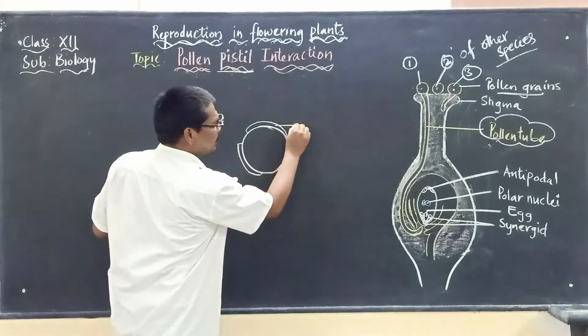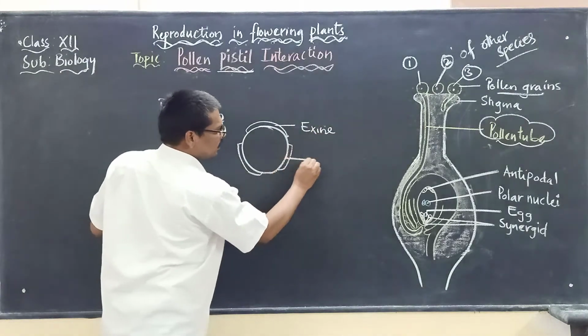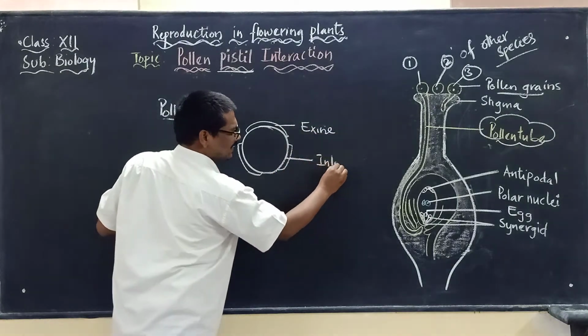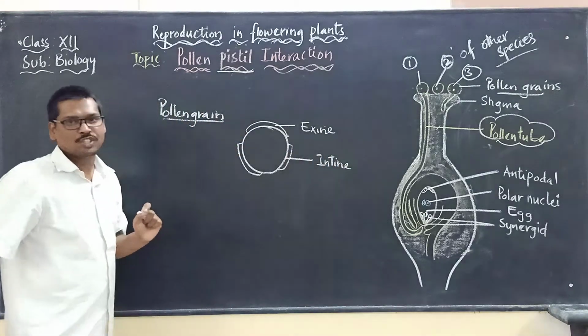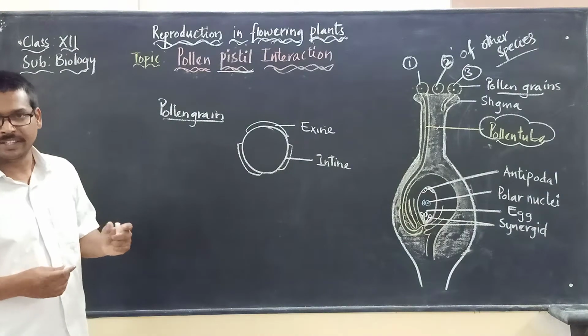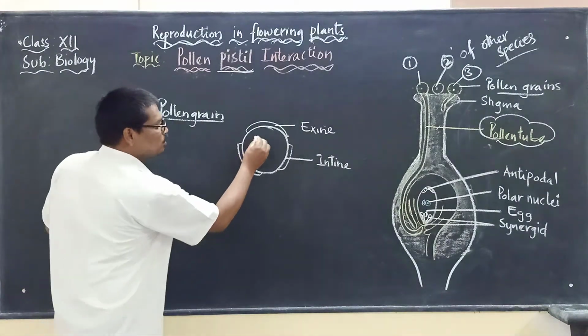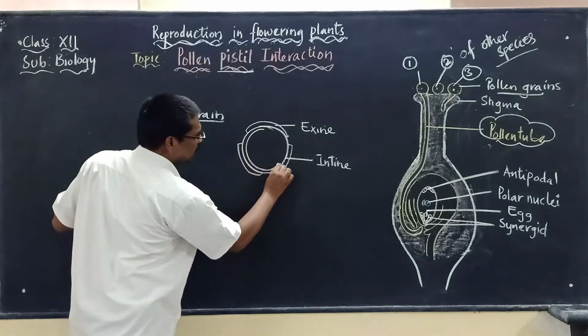The outer wall is called the exine, and the inner wall is called the intine. Exine and intine are the two walls of the pollen grain. Inside the pollen grain, there will be two cells. One is a very big cell.